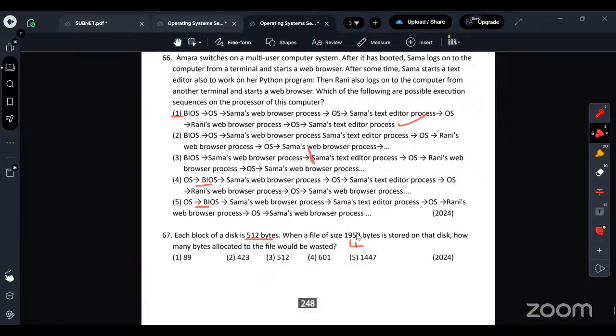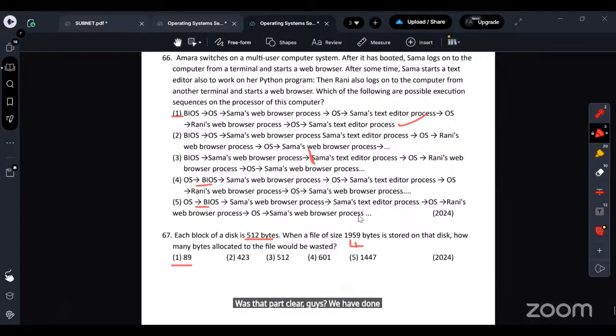Subtract 1959 bytes from 2048 bytes. We'll get the answer as 89. Was that part clear, guys?